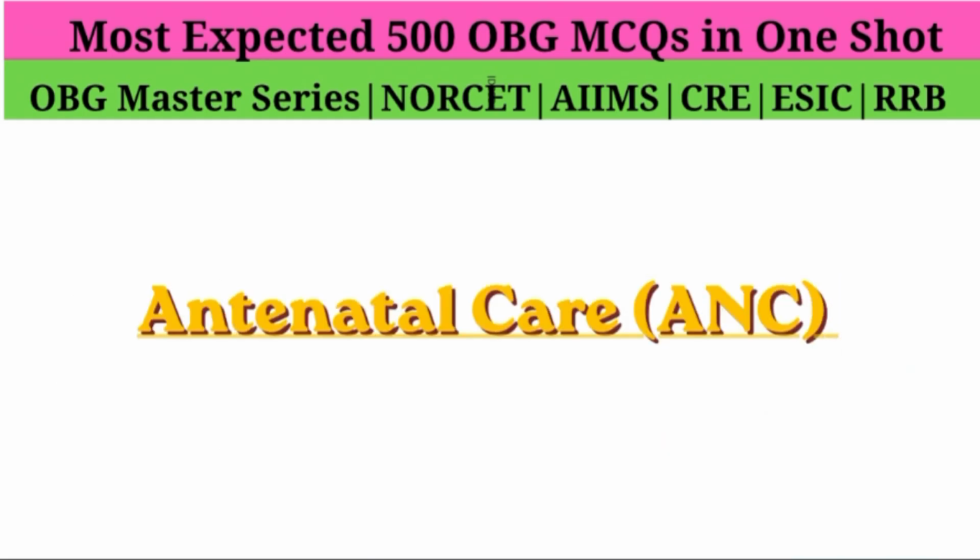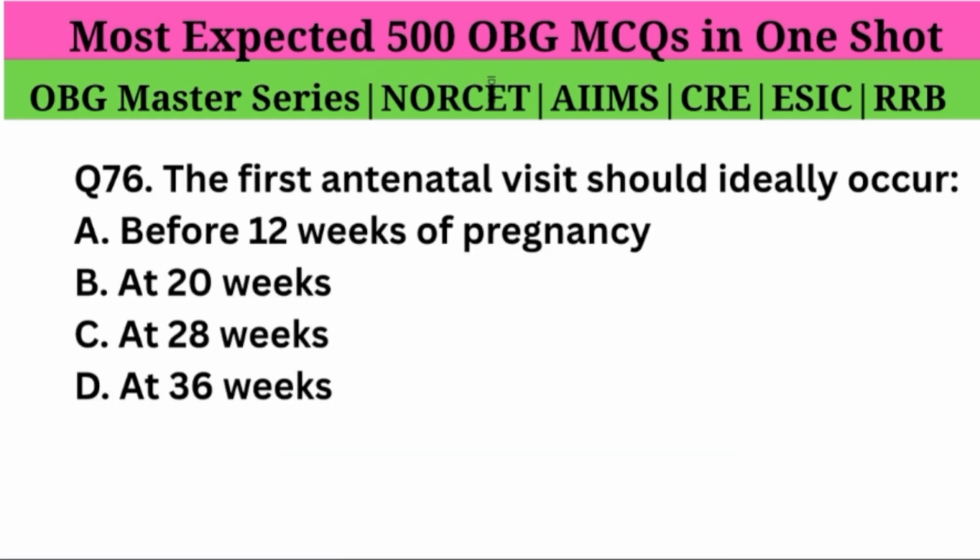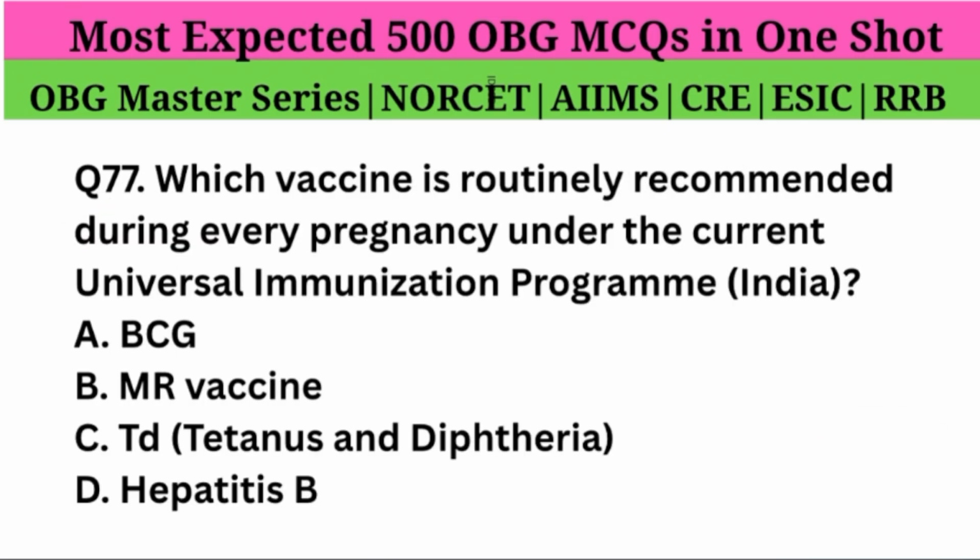Next important topic is antenatal care or ANC. Next question, the first antenatal visit should ideally occur in how many weeks of pregnancy? Your correct option is option A, before 12 weeks of pregnancy. Next question, which vaccine is routinely recommended during every pregnancy under the current universal immunization program in India? Your correct option is option C, TD, tetanus and diphtheria.